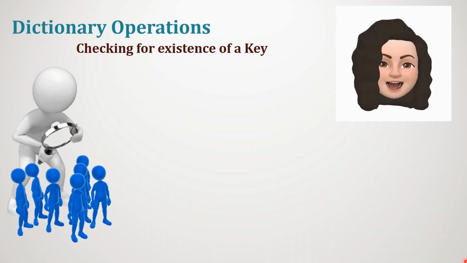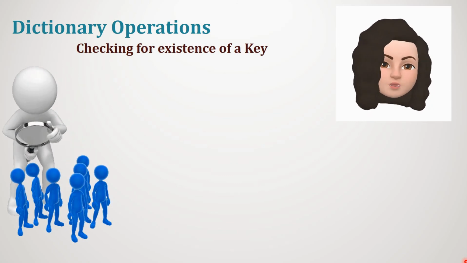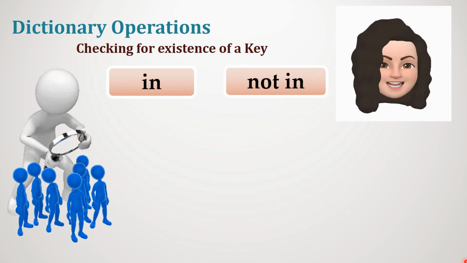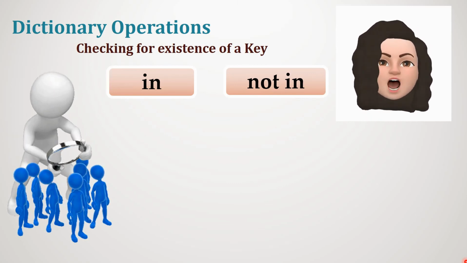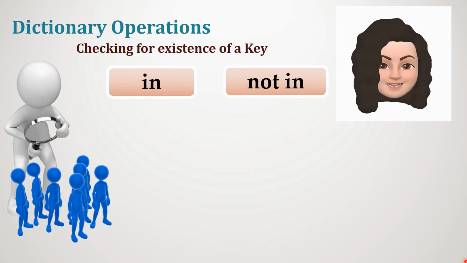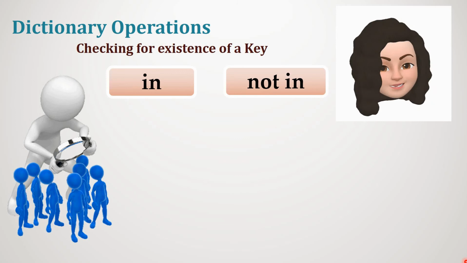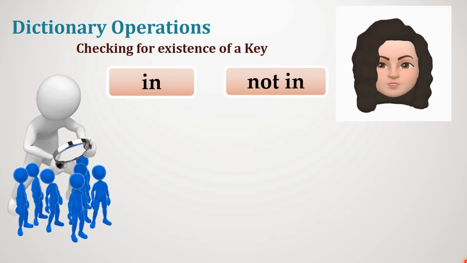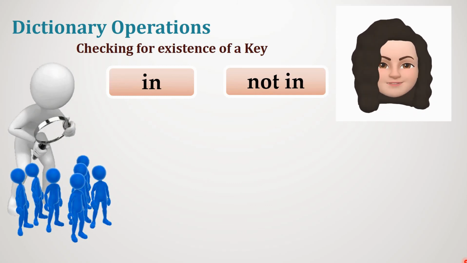To check for the existence of a key, we have to use the in and not in operators. The in operator will return true if a key is present in the dictionary, otherwise it returns false. The not in operator will return true if a particular key is not present in the dictionary, otherwise it returns false. Now, STUD is a dictionary which contains 3 key colon value pairs.